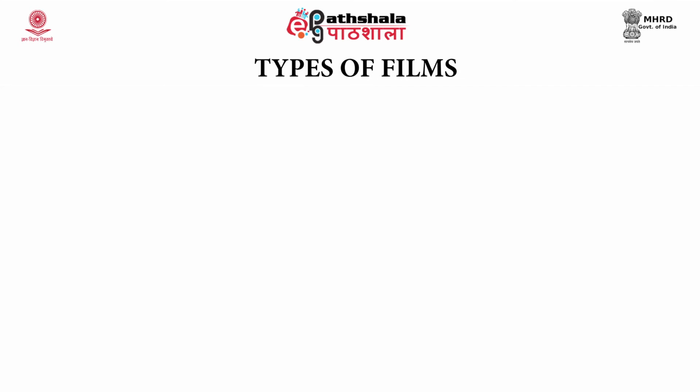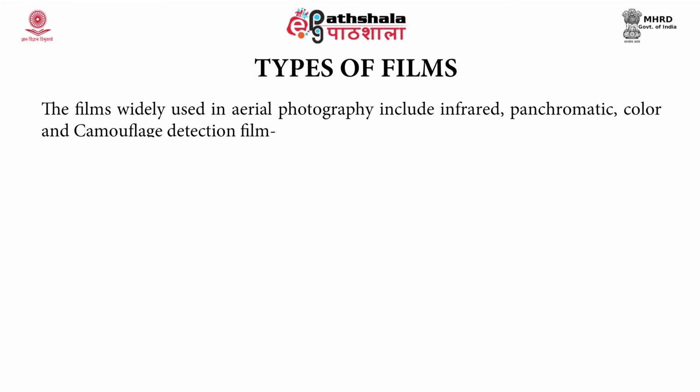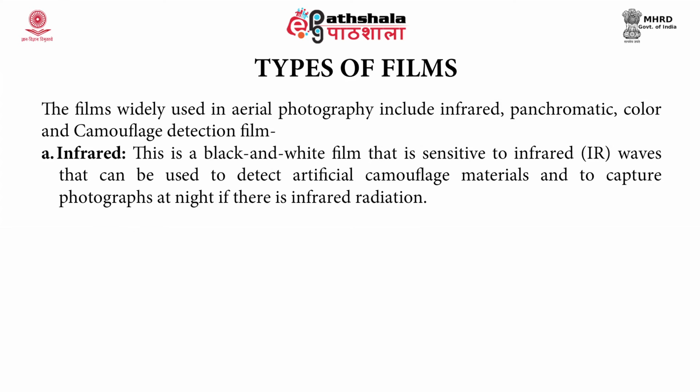Now, since we have discussed the basic concept of aerial photography, the types of films that are used deserve a special mention. So, accordingly, the films that are widely used in aerial photography include infrared, panchromatic, color, and camouflage detection films. Infrared film is a black and white film that is sensitive to infrared waves that can be used to detect artificial camouflage materials and to capture photographs at night if there is infrared radiation.